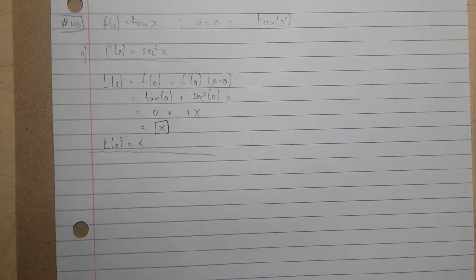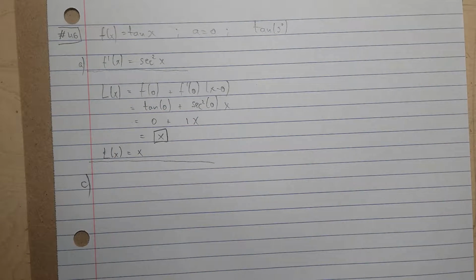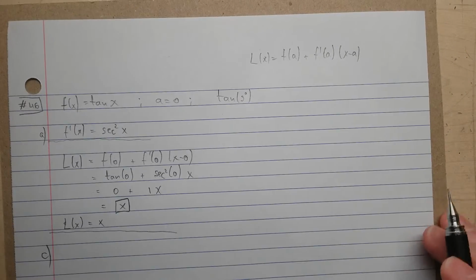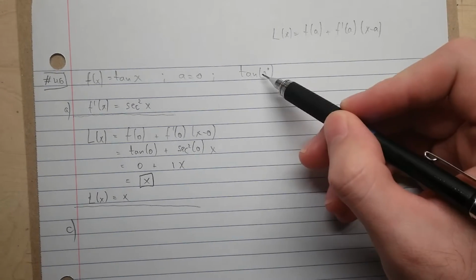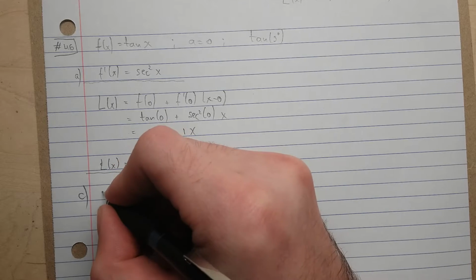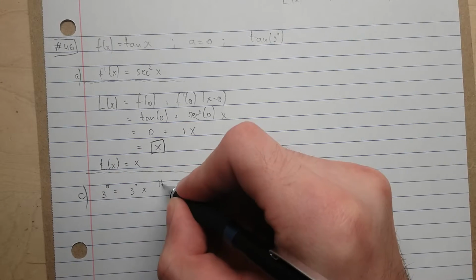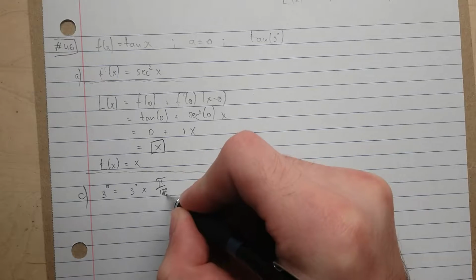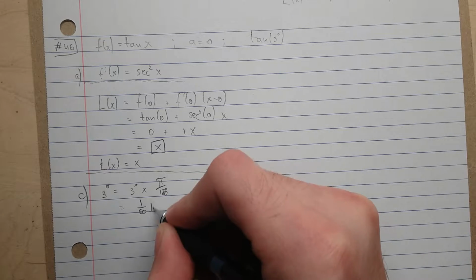That's part B. Part C says use the linear approximation to estimate the given quantity. So how do we do that? At the beginning of the question we were given tan of 3 degrees. First, we want to convert these degrees to radians. So 3 degrees is equal to 3 degrees times pi over 180 degrees. We can cancel the degrees, and what we get is pi over 60.